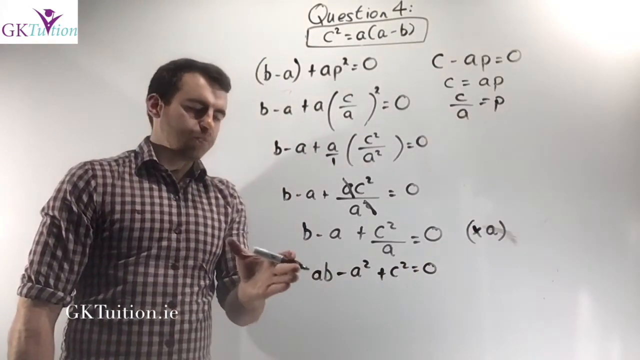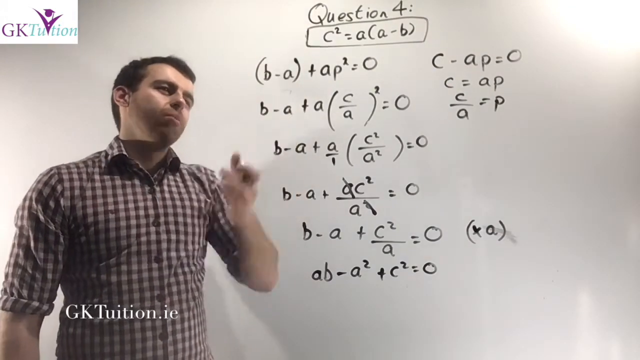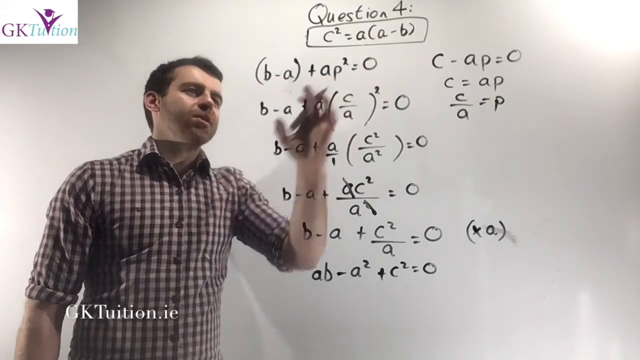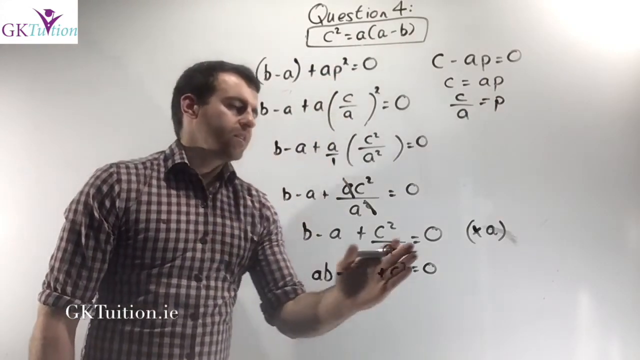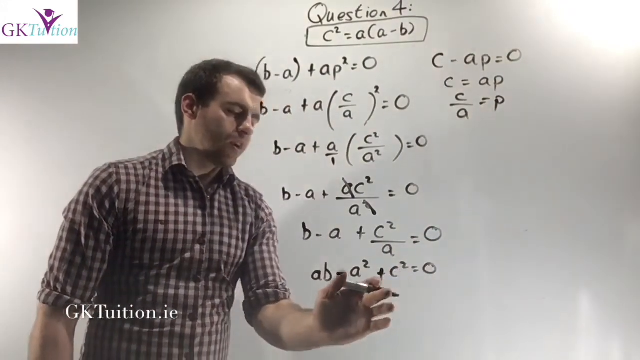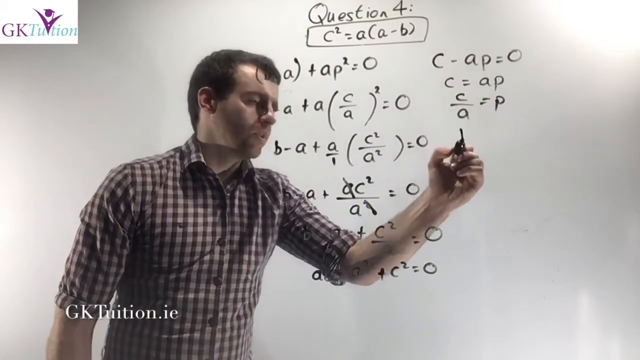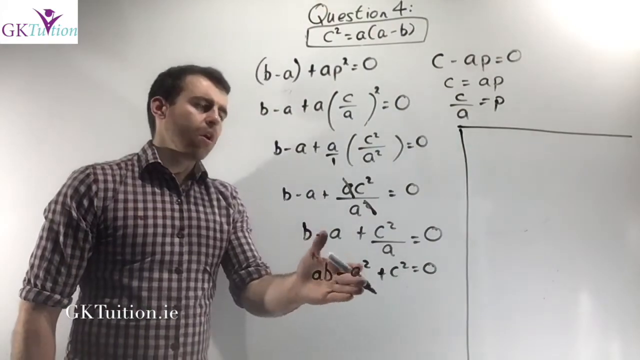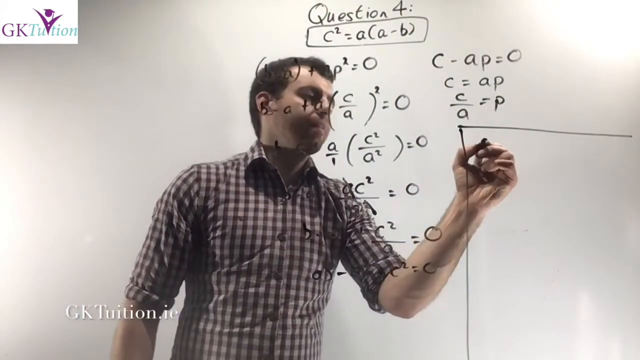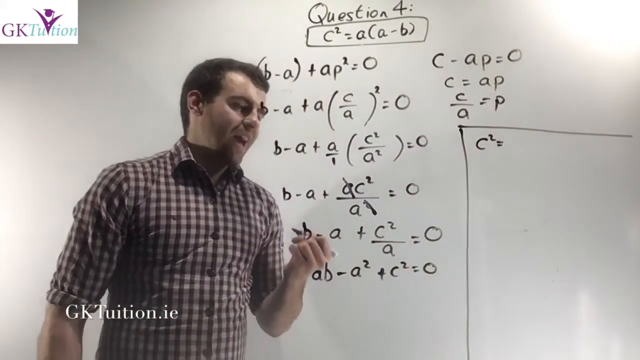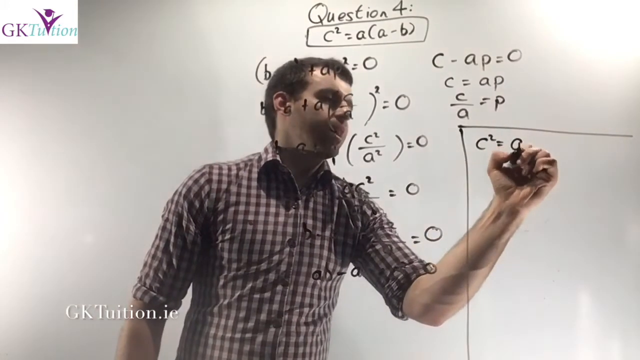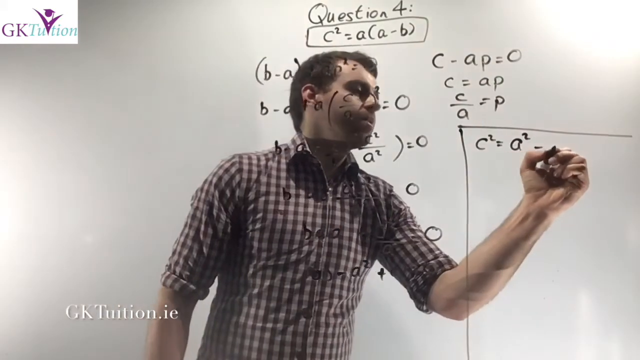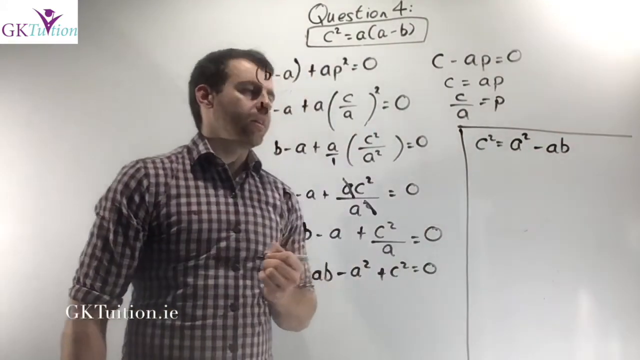So it's only at this point that I would draw my attention to what I'm being asked to prove. I need to prove that C squared is equal to A times A minus B. So obviously my goal now needs to be to try and isolate my C squared. So I'm going to start this at the top up here so that it's nice and clear. I'm going to try and get C squared on its own on the left, which means that I'm going to need to add A squared to both sides and I'll get a plus A squared on the right. I need to subtract AB from both sides and I'm going to get a minus AB on the right.